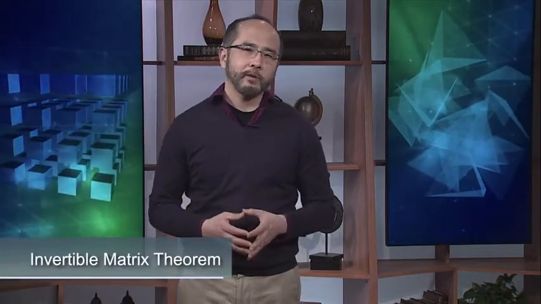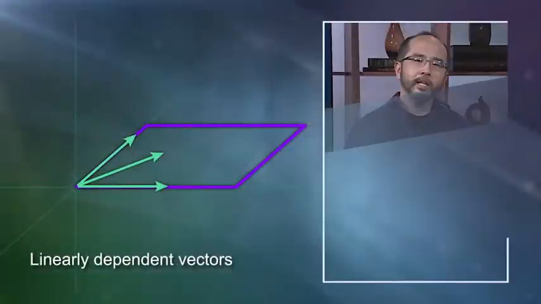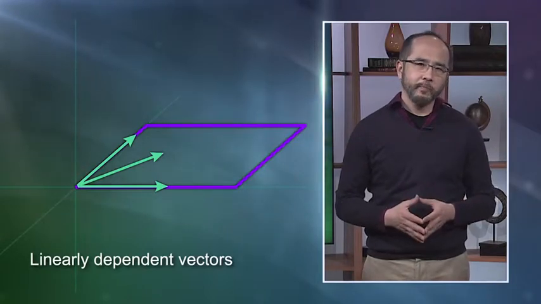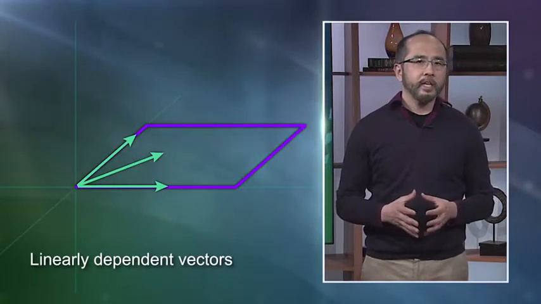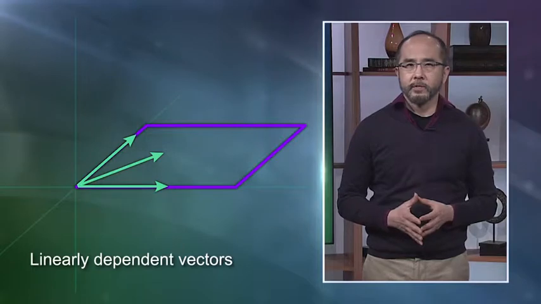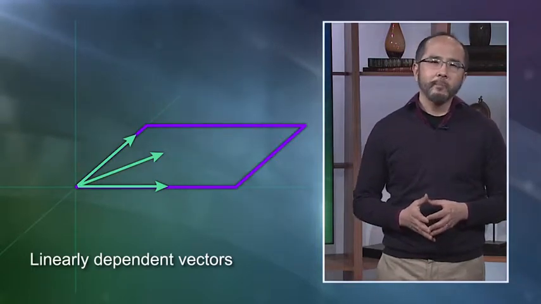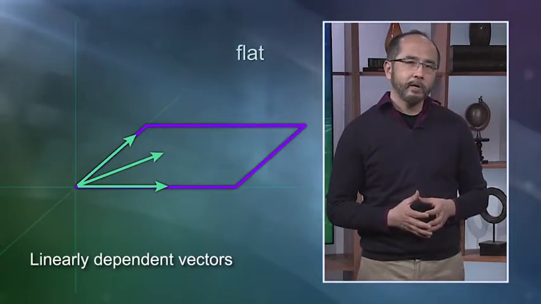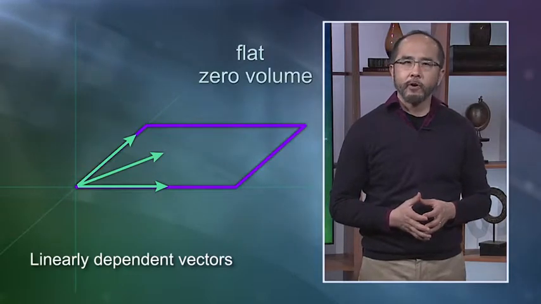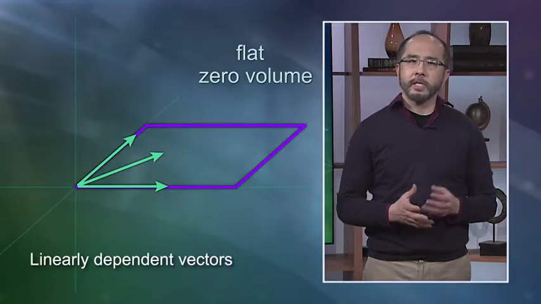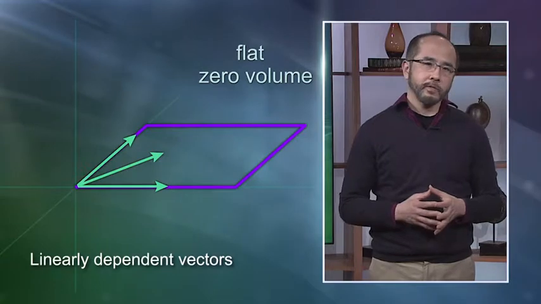Moreover, you can see some of the equivalences in the invertible matrix theorem. For instance, if the columns of a matrix are not linearly independent, then one vector is a linear combination of the others, so the corresponding parallelepiped will be a flat parallelepiped and have 0 volume. So it is clear that the determinant is 0.